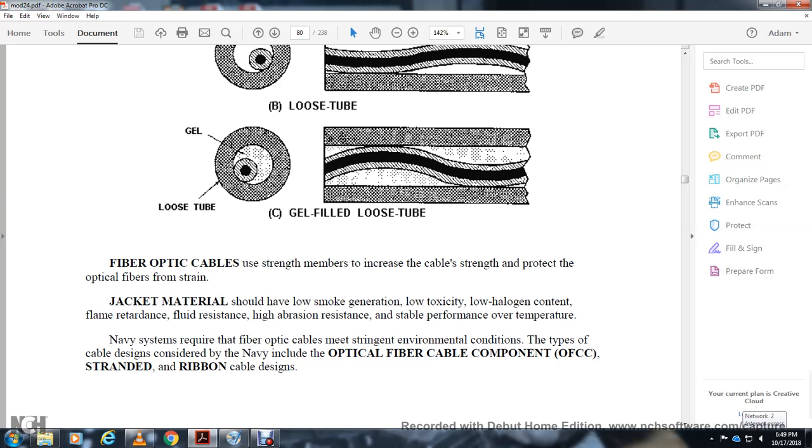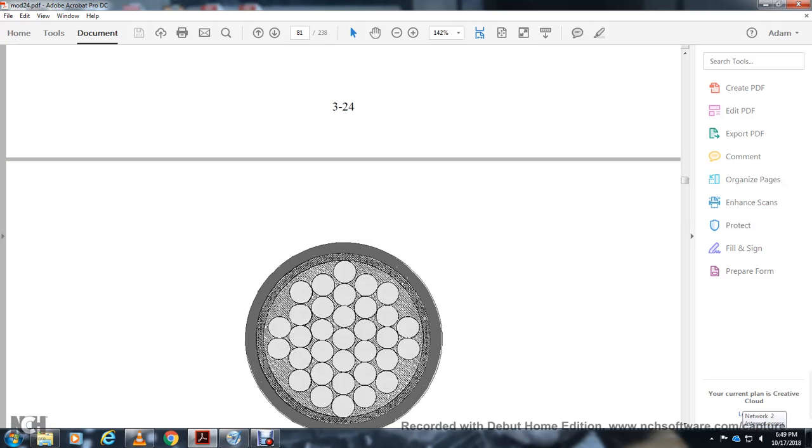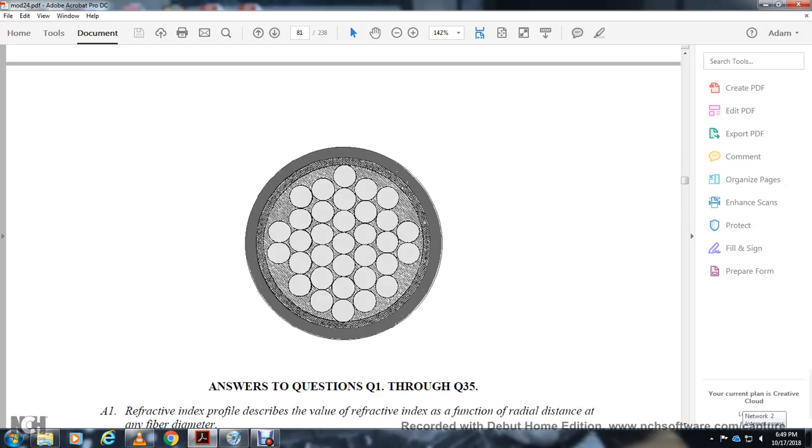Jacket material should have low smoke generation, low toxicity, low halogen count, and be flame retardant, fluid resistant, and highly vibration resistant, with stable performance. Fiber optic cables must withstand stringent environmental conditions. These types of cable designs include the optical fiber cable components, and strand and ribbon cable designs.